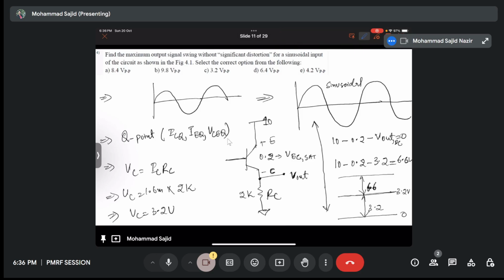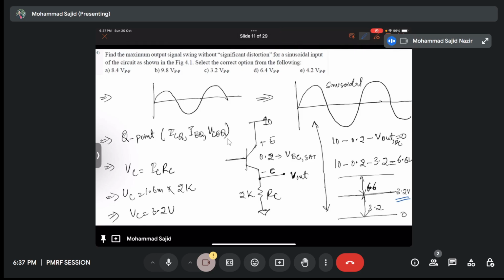Okay, in this question, we need to find the maximum output signal swing without significant distortion. Significant distortion means that if we supply a sinusoidal signal, we should get a sinusoidal signal at the output. That's what we need without significant distortion. So first we need to find the Q point, that is the DC analysis. We got the Q point with V0 as 3.2.